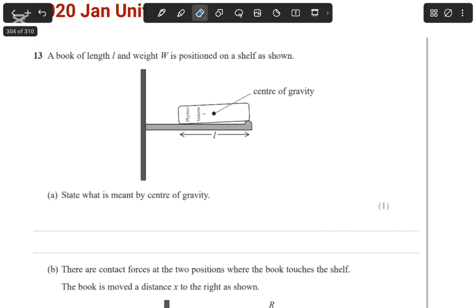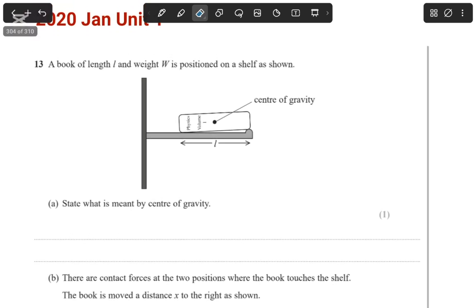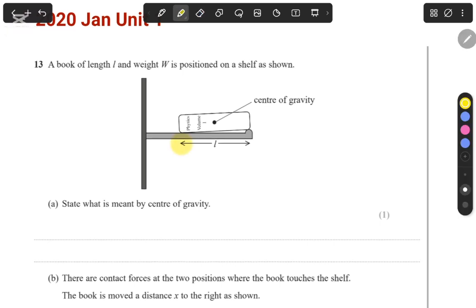Okay, and we have length L, which is the length of the book. I want you to keep this in mind. We'll come back to it later. Length L is the length of the book.